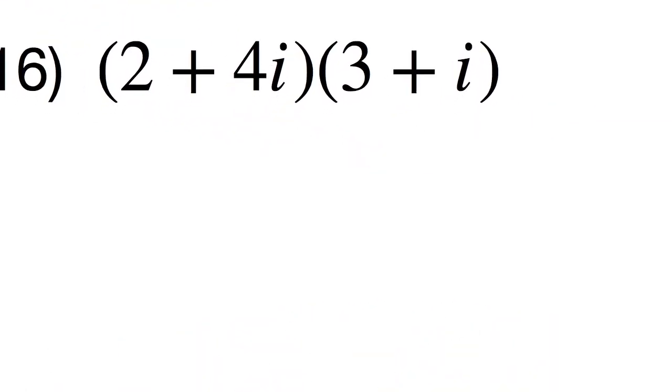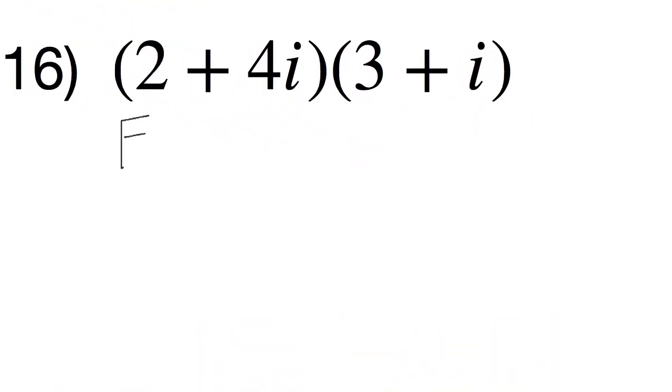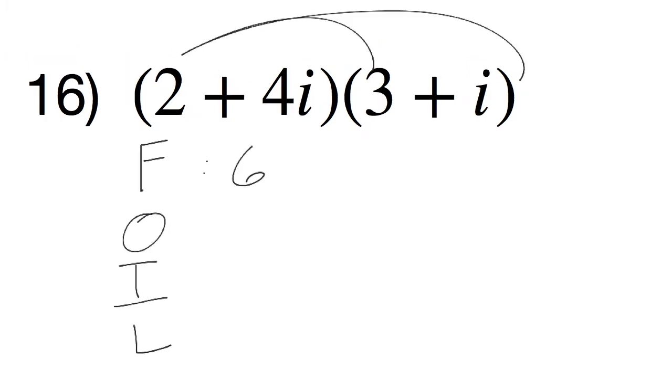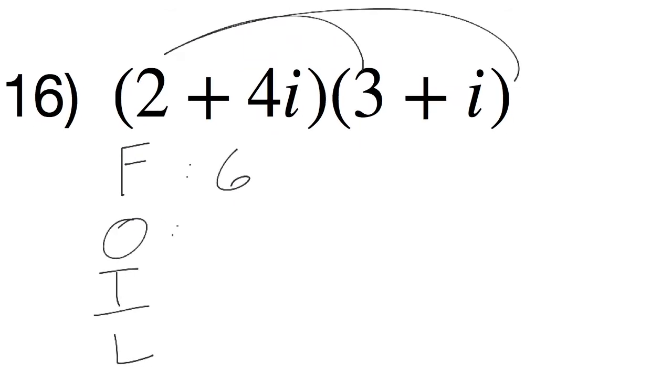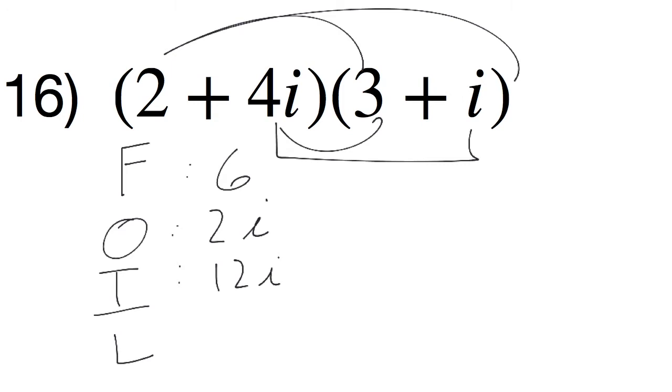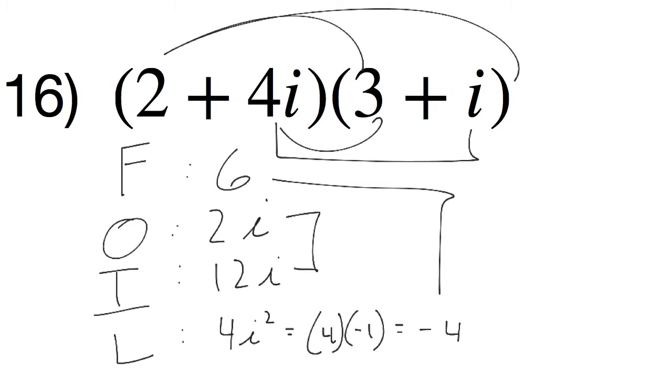Number 16. Very much like FOILing. So firsts would be 2 times 3, which is 6. Outsides would be 2 times i, which is 2i. Insides would be 3 times 4, which is 12i. And lasts would be 4i times i, which is 4i squared, which is actually going to be 4 times negative 1, which is negative 4. When you add these all together, you can combine some like terms, and you get 6 minus 4, which is 2, and 2i plus 12i, which is 14i.